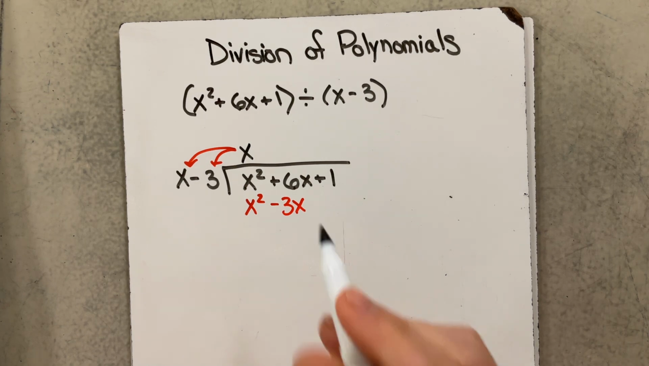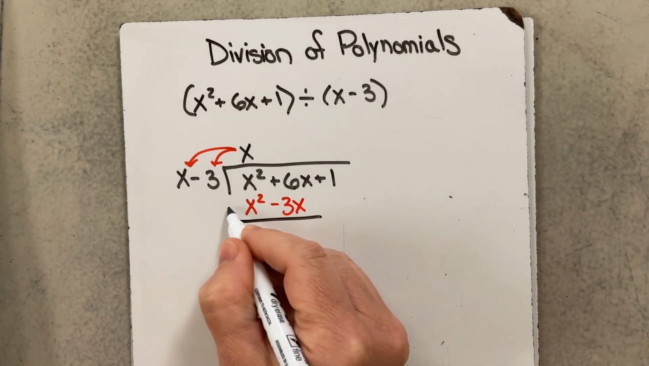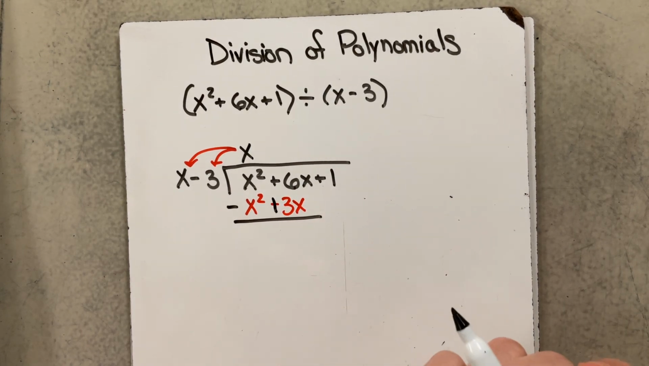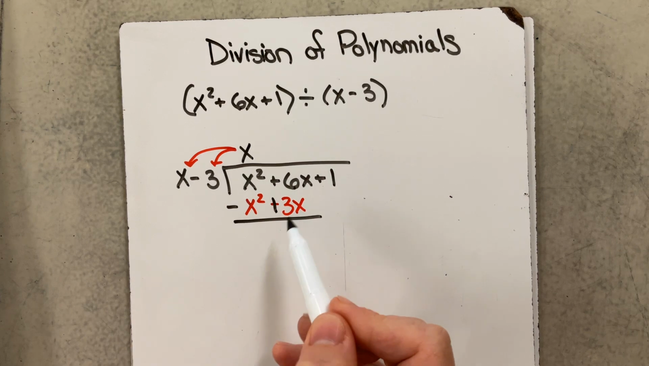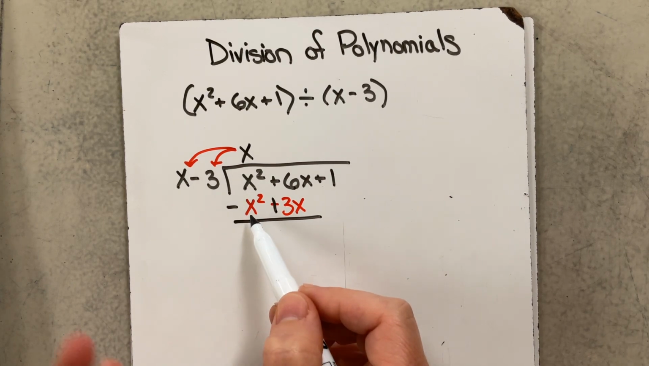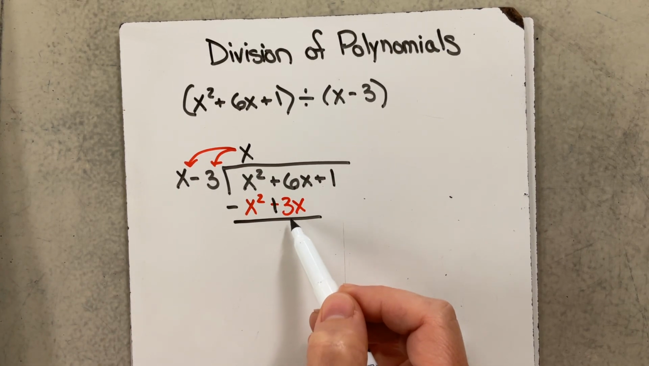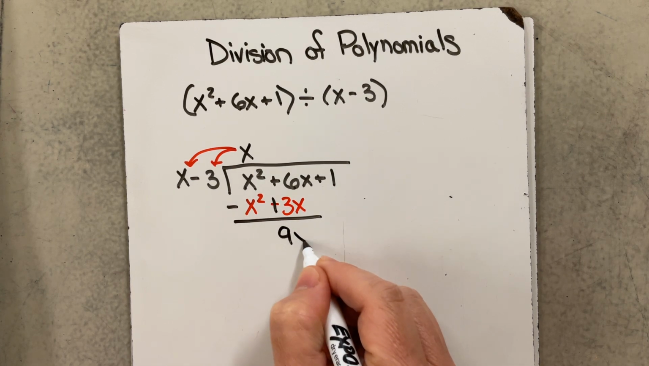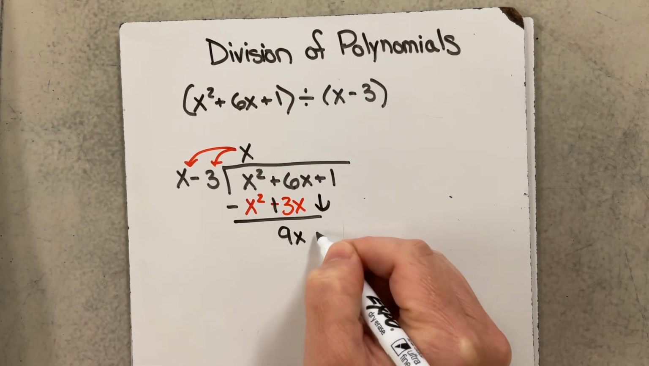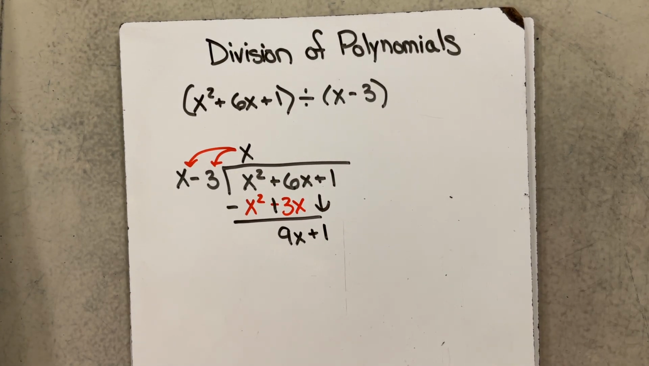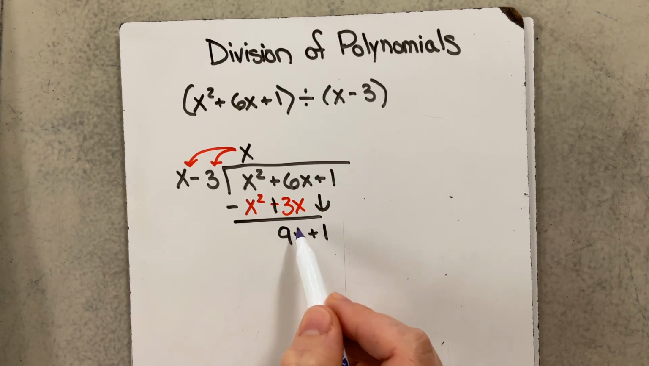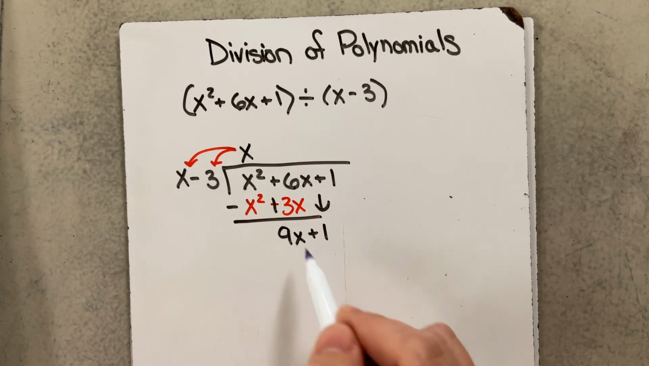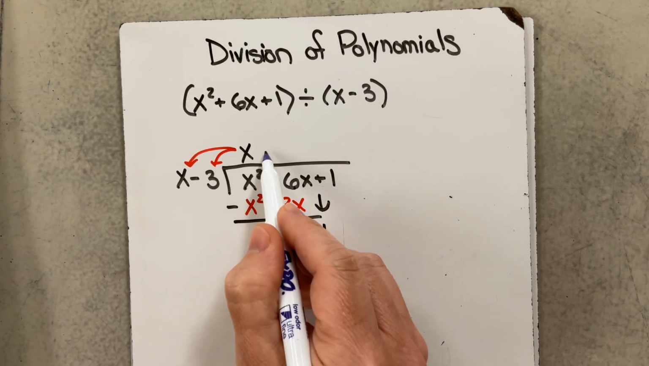Now, because it is division, we would normally subtract these. I'm going to go through and change the signs. Be careful there so that you don't forget that both of them get subtracted. So x squared minus x squared goes away. 6x plus 3x is 9x, and we bring down the plus 1. Now we're ready for the next part. So I want a 9x. So I'm going to have to take x times what to give me 9x?